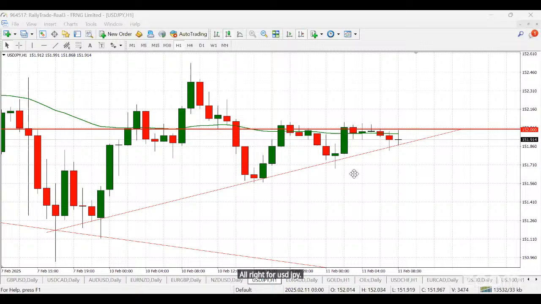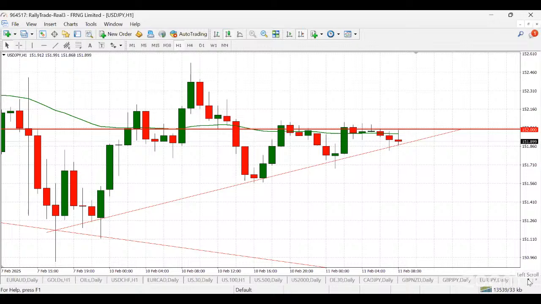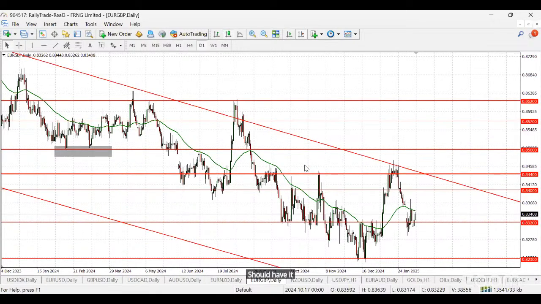Now let's look at Euro Pounds. Euro Pounds per AI Wisdom's request. Euro Pounds. Should have it somewhere here. Right, Euro Pounds. Yeah.